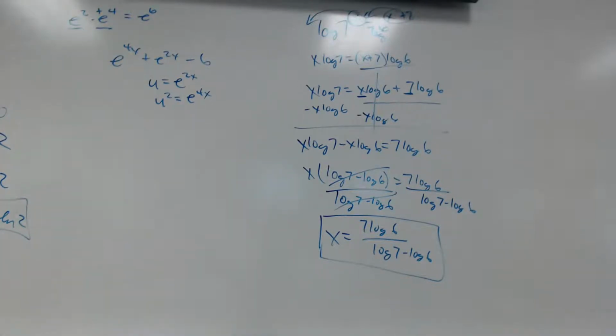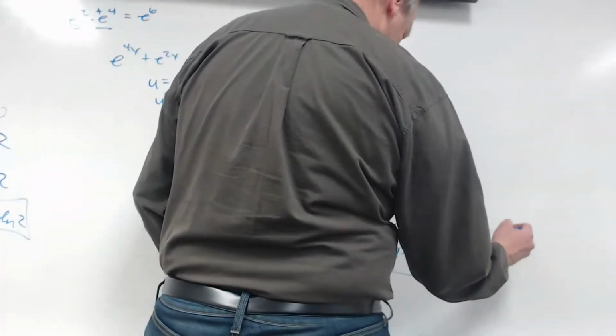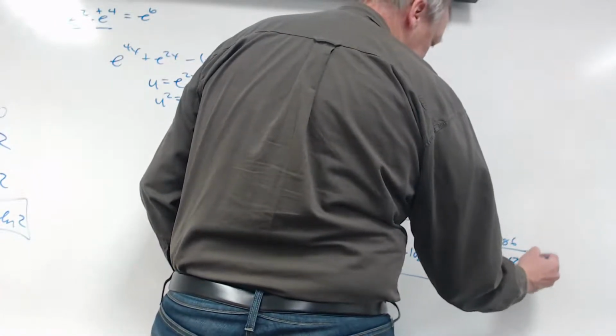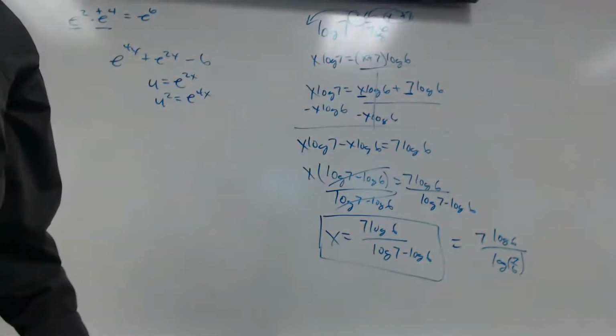One more like that? Do we have another one like that? Ready? I have a question. For the dividing, how do you know when it's the whole, like log 7 minus log 6? Why isn't it just log 7 over log 6? Oh, yeah, you can do that. You could rewrite this as 7 log 6 over log of 7/6. Is that what you're asking? That is also a correct answer.